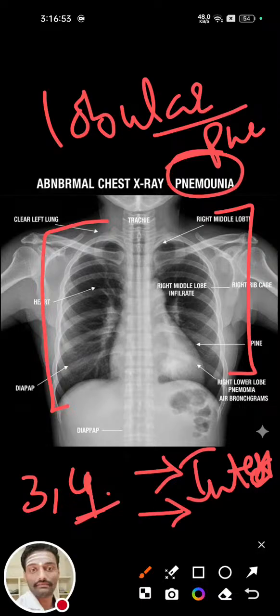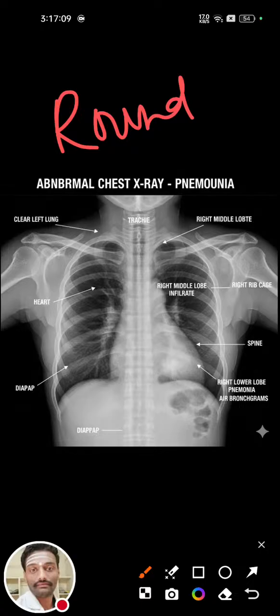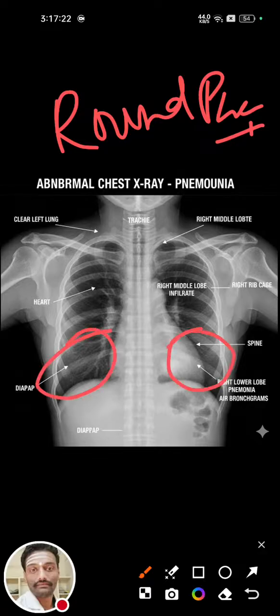Okay, we'll see fine nodular interstitial pattern or the reticular patterns. Next one, the fifth case, is round pneumonia. We'll see the round pneumonia in children. Typically round and well defined opacity, and typically in the posterior lower lobes. In the lower lobes we'll see the round well defined opacity.